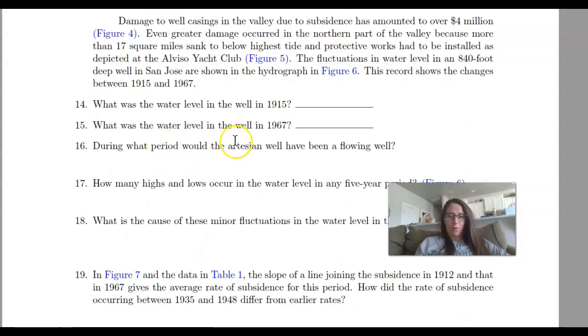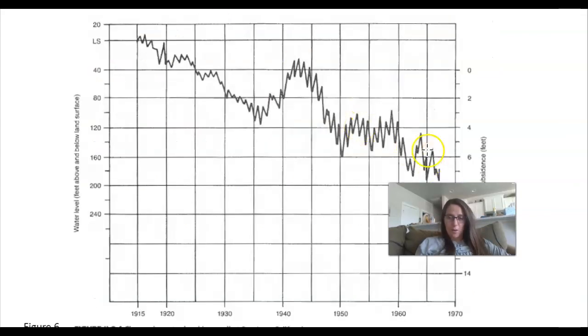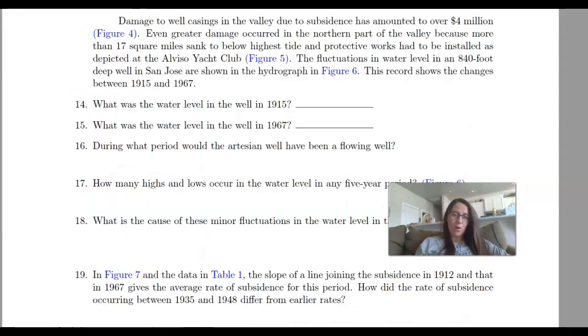What was the water level in the well in 1967? So the same thing. You look at the water level down here in 1967, which is pretty much the last recorded value, and you match it to whatever the Y scale says. Question 16, during what period would the artesian well have been a flowing well?